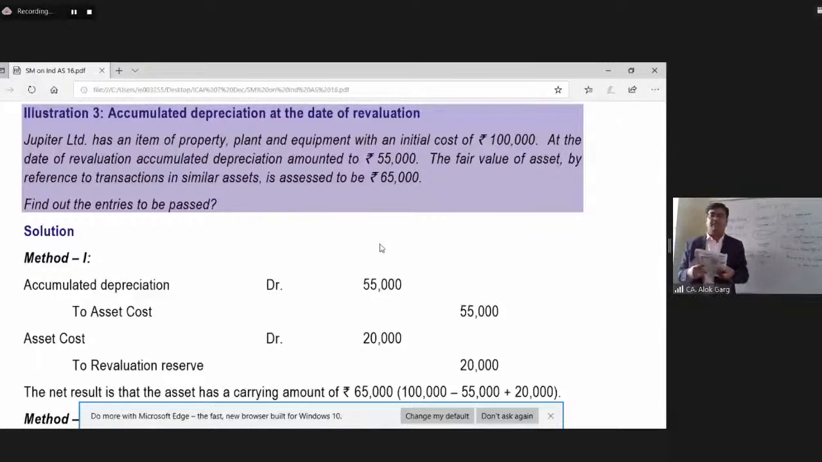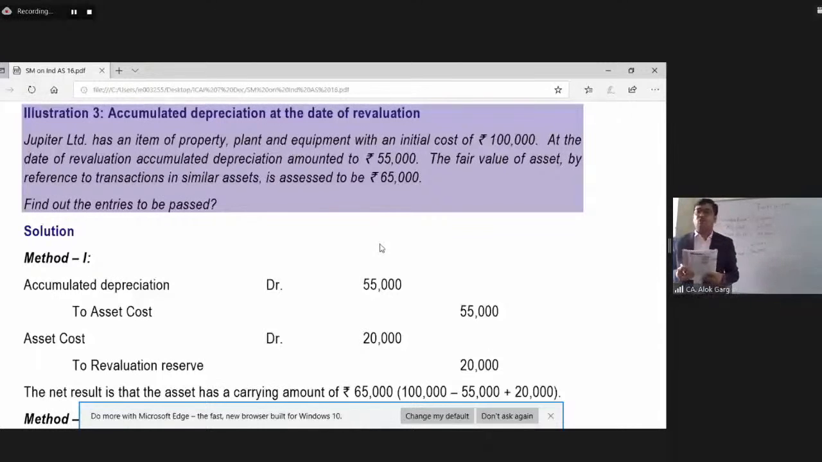Jupiter Limited has an item of property, plant and equipment with an initial cost of rupees 1 lakh. At the date of revaluation, accumulated depreciation amounted to rupees 55,000. So what is the cost here? The cost is 1 lakh. What is the accumulated depreciation? The accumulated depreciation is 55,000. So what is the net block? 45,000. And the fair value is 65,000. What is the revaluation surplus? It is 20,000.